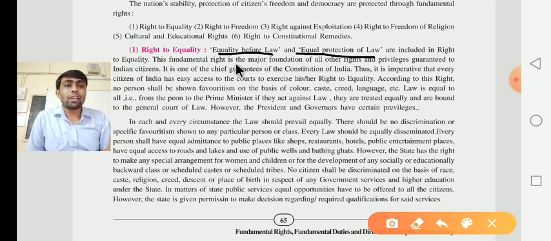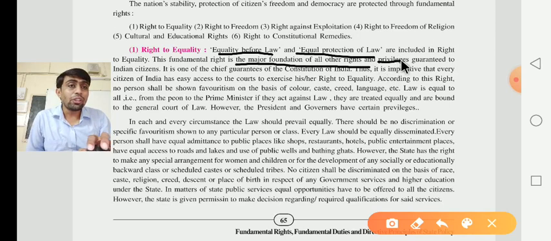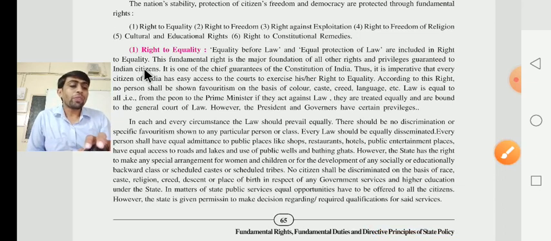This fundamental right is the major foundation of all other rights. Whatever fundamental rights are there, all of them are the major foundation of all the rights. And they are all privileges. Privilege means visheshadhikar, privilege guaranteed to the Indian citizen. It is one of the chief guarantees of the Constitution of India, and thus it is imperative.